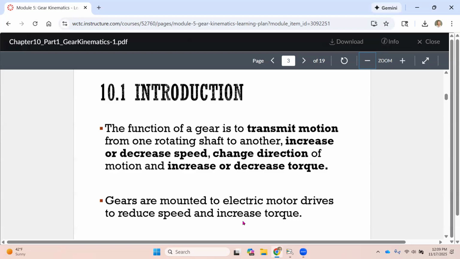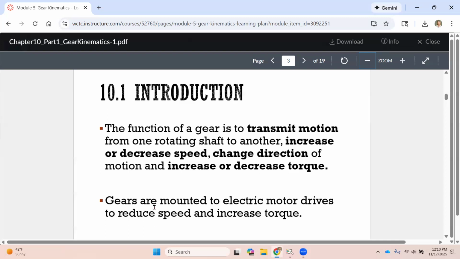But you can set up gear trains or gear transmission systems to be an increase in speed, but then that would mean that we're decreasing the torque. Now, very common input sources, or sources of the rotational motion that are feeding into the gear system, are going to be electric motors or gas powered motors.